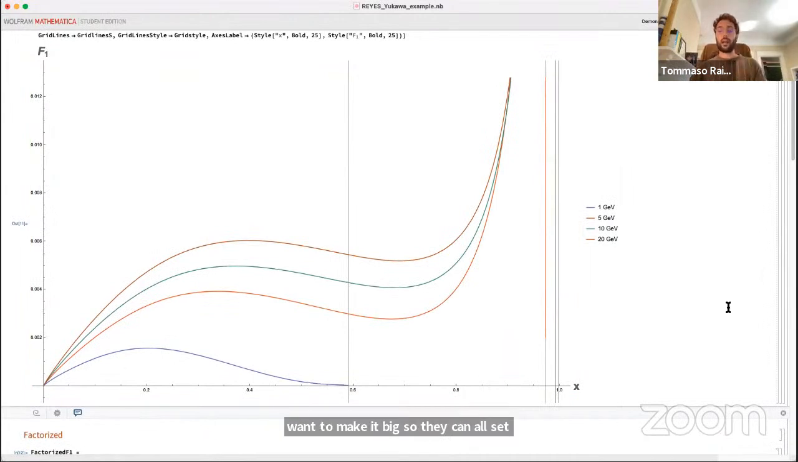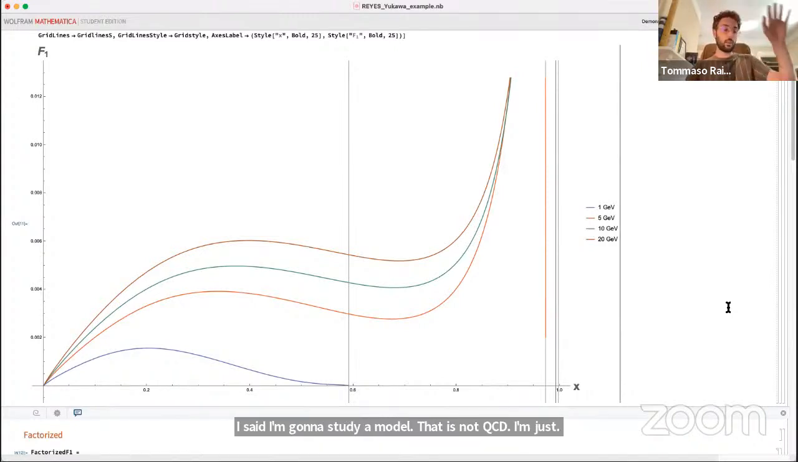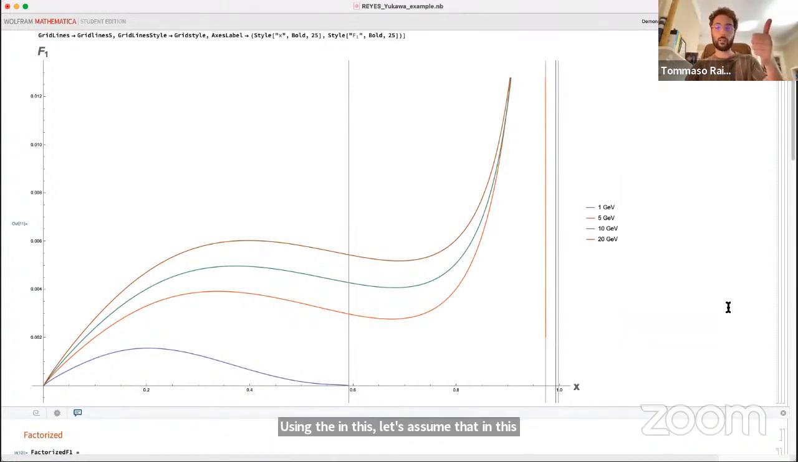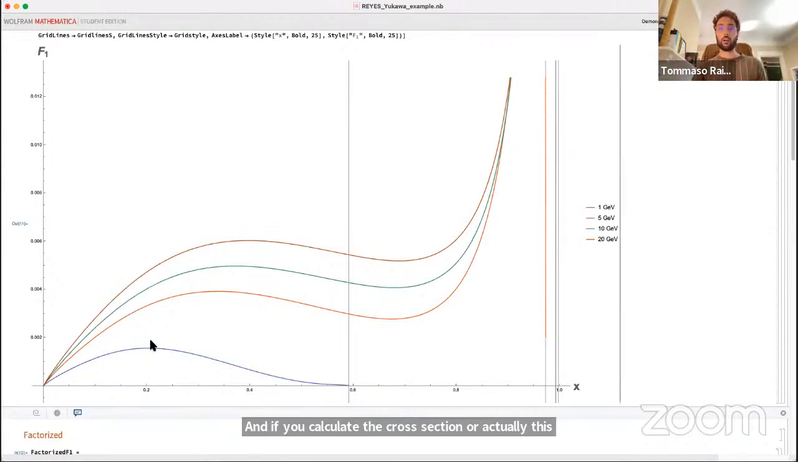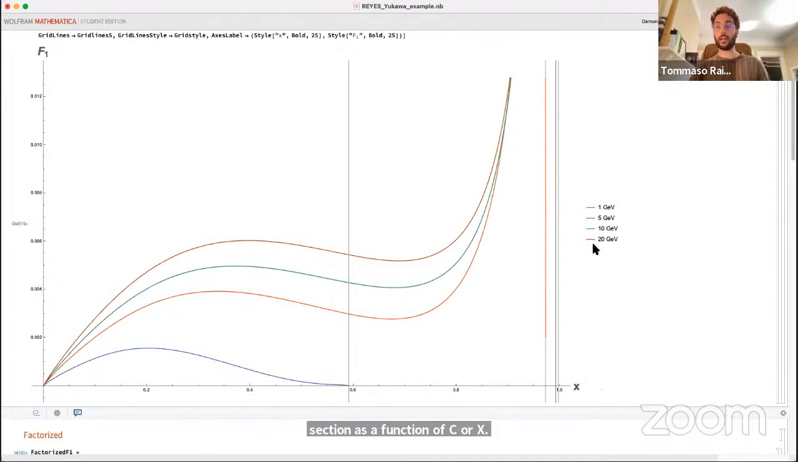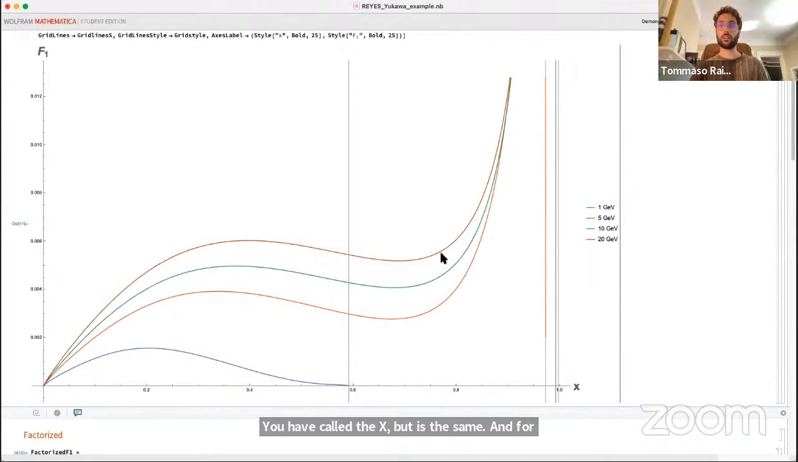So I said I'm going to study a model that is not QCD. Let's assume that in this specific model there's just one target, one quark, and one scalar field, which could be like a meson, for example. And if you calculate the cross-section, or actually this is part of the cross-section, you will end up having all these nice little curves. You can think of this as the cross-section as a function of xc, or x. Here I've called it x, but it's the same xc, and for different energies, that Q that I showed earlier.